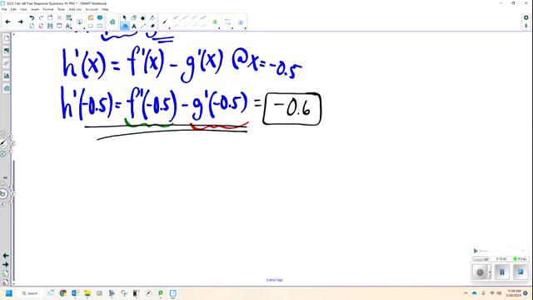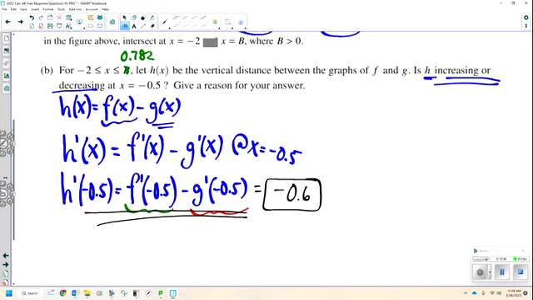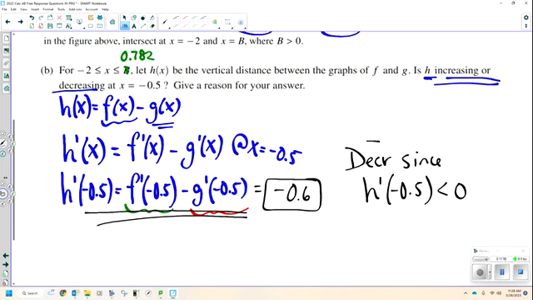But they're not asking you what the value is. They're asking you, is it increasing or decreasing? And I'm going to answer that right here. It's decreasing. Give a reason. Since h prime of negative 0.5 is less than 0, meaning it's negative. That was very, very simple. Well, to come up with that 0.4 with natural log might have been a little difficult. But you could have done this by hand. You know what I mean? But we have the calculator. Use it.